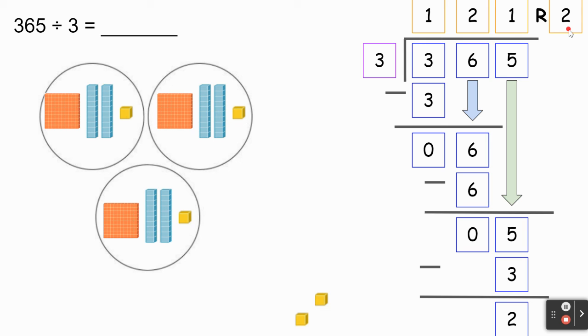So our answer, or quotient, is 121 remainder 2. That means inside each group, we have 100, 2 tens, and 1 one, and there are 2 unit cubes or 2 ones left over.